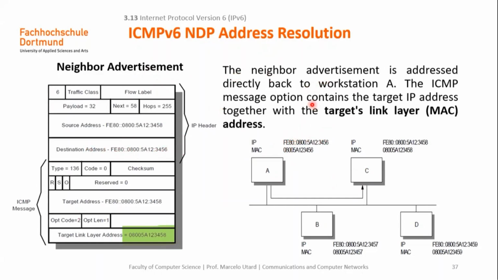The ICMP message option contains the target IP address together with the target's link layer address, that is the MAC address of C. That is, in the neighbor advertisement, the host C sends to the host A his IP address and his MAC address. And in that way, the host A could get the MAC associated with the IP of the destination host.